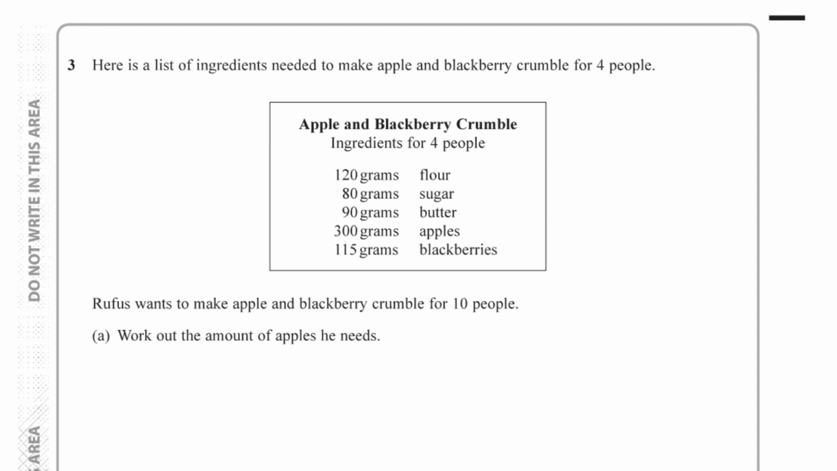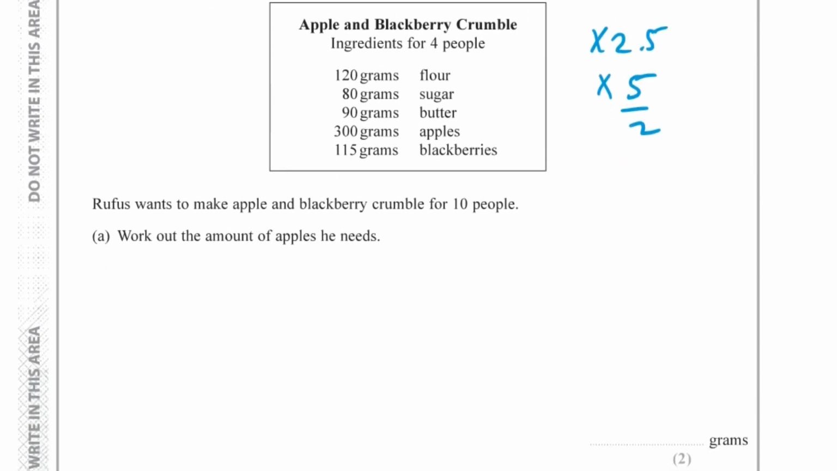So the first question says we want to make an apple and blackberry crumble for 10 people. Well, how do we go from 4 to 10? Well, if you do 4 times 2.5, you'll get to 10. Or if you do 4 times 5 over 2, which is the same as 2.5, you'll get to 10 as well. So you can use this as a ratio or a scale factor.